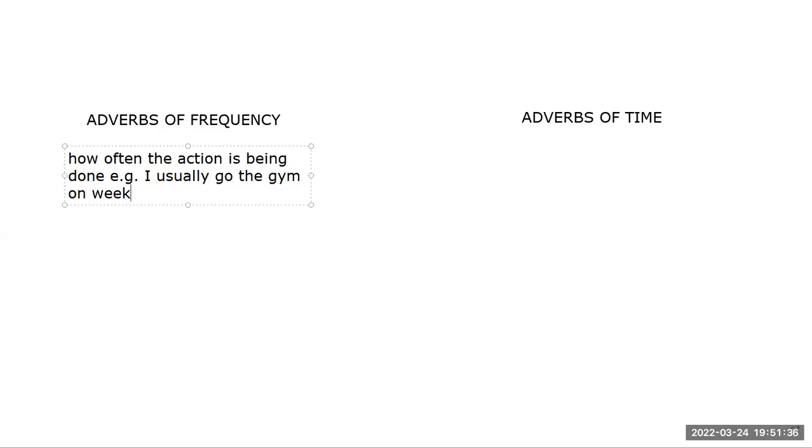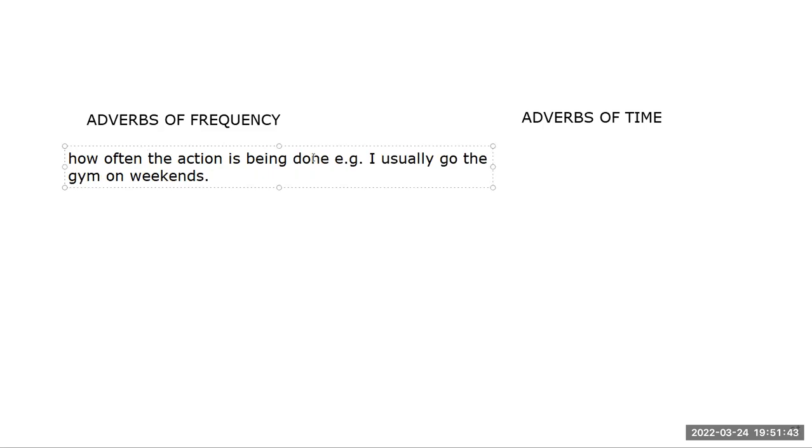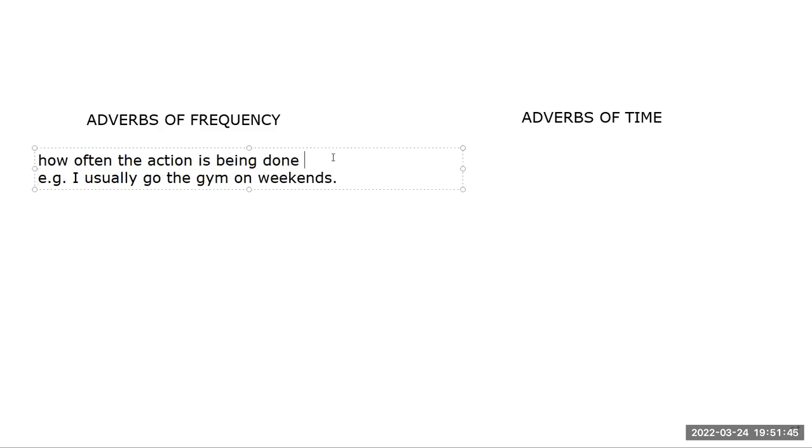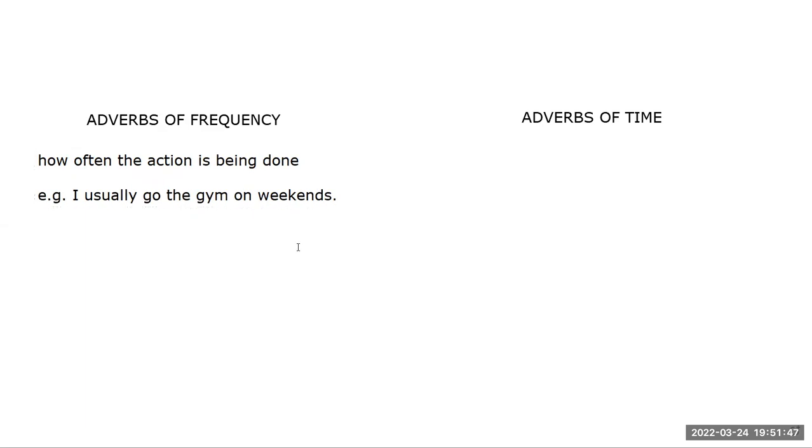So let's start with frequency. Frequency means how often the action is being done. For example, I usually go to the gym on weekends. We have to pinpoint our action. What's the verb in the sentence? I usually go to the gym on weekends.